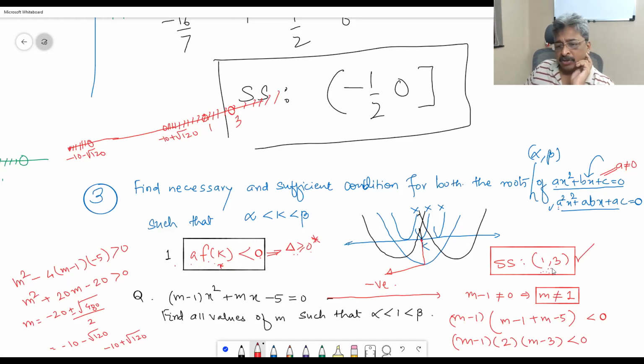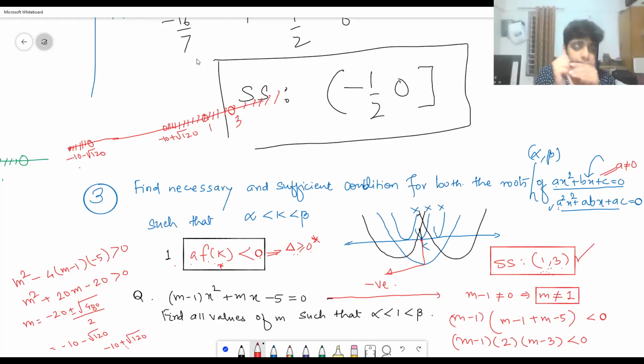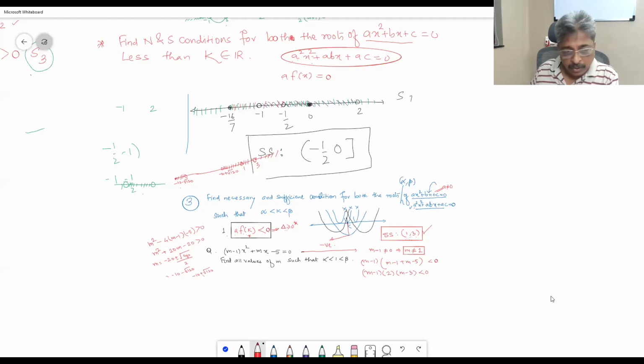Now you see 1 comma 3 is a subset of this solution set of delta greater than 0. Delta strictly greater than 0 will take care of the a f of k less than 0 solution set. That is what is the implication. Okay. Everyone understands? Any doubt? I give you some time to digest what we have done. Find all values of m.